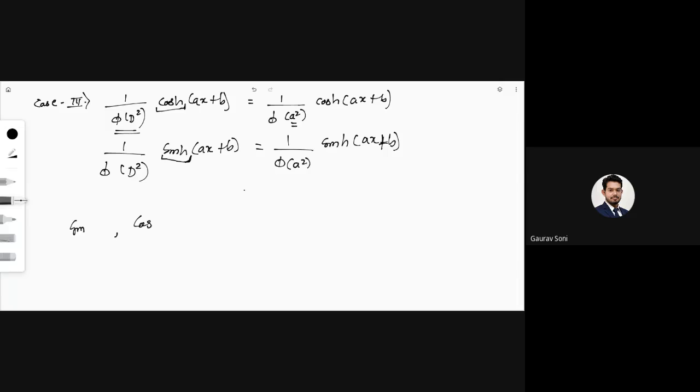Okay, everything else is just like case number 2. A small change is there, that there you were replacing d square by minus a square, but now you simply have to replace d square by a square. That is the trick over here. कि हाइपरबोलिक दिखा है तो डी स्क्वायर को ए स्क्वायर से रिप्लेस करो. If there is no h, then replace d square by minus a square. That's it. So I won't take a different example here. I would like to spend some time on the next one.